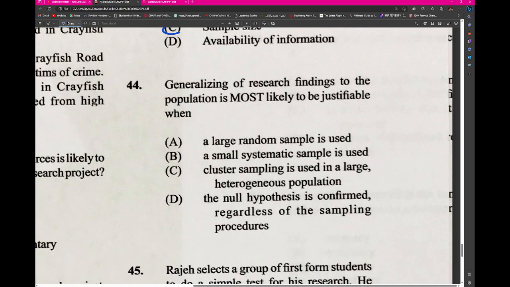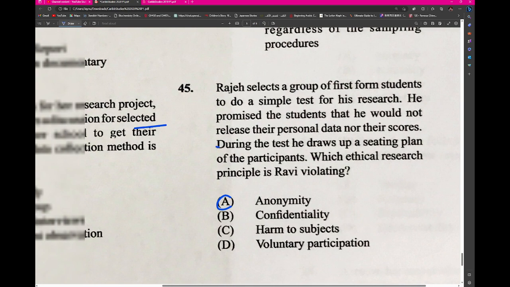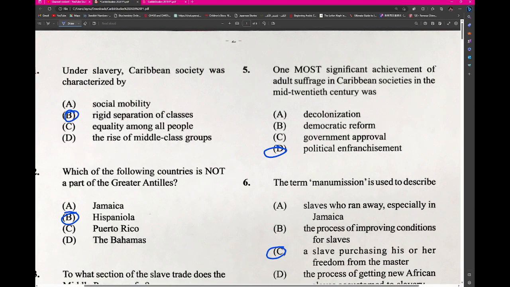Generalizing of research findings to the population is most likely to be justifiable when a large sample population is used. I think that's fine. Okay, this is going to be anonymity, right? So that's Caribbean Studies 2020's paper 1 done and dusted.